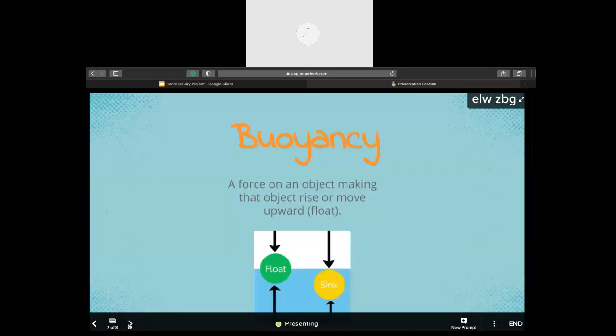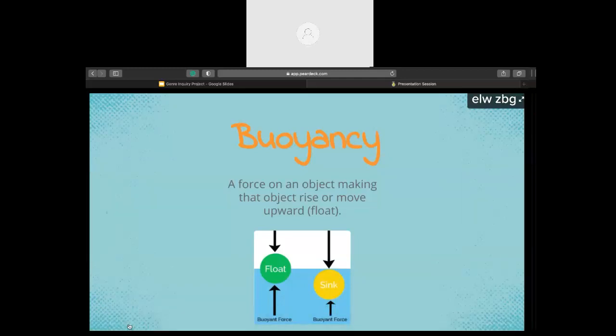The last word that I'm going to go over with you guys is buoyancy. So we're going to point up and say buoyancy. Great job. Buoyancy is a force on an object, making that object rise or move upward. So if the buoyancy is stronger than the density of the object, it will float.